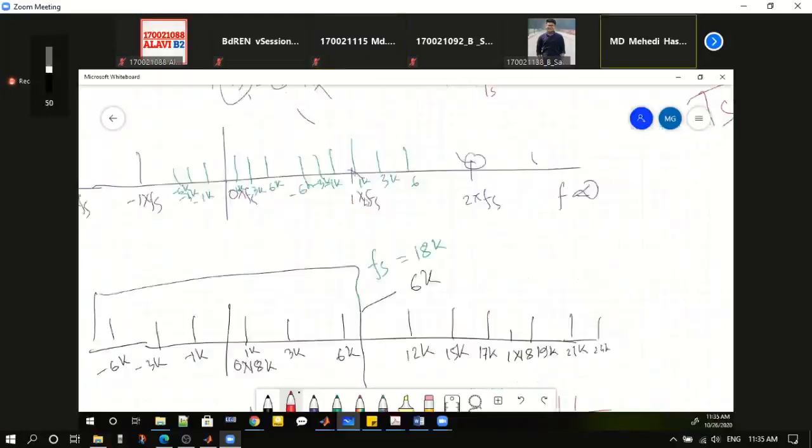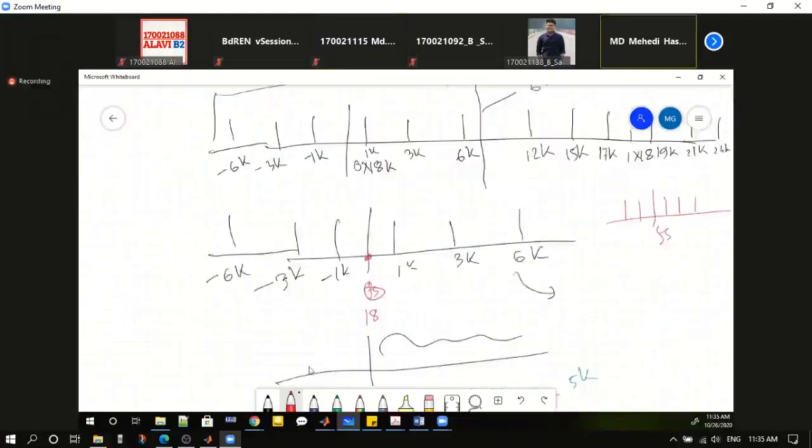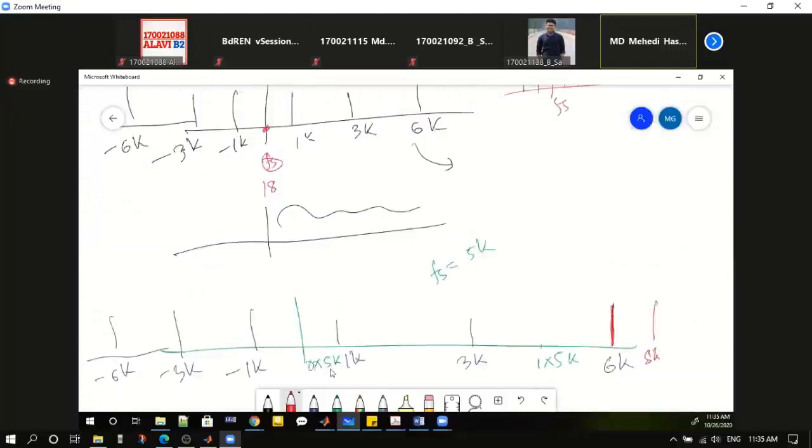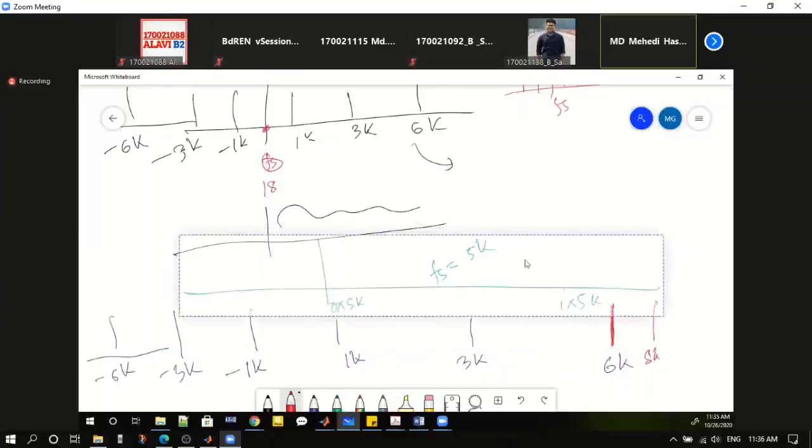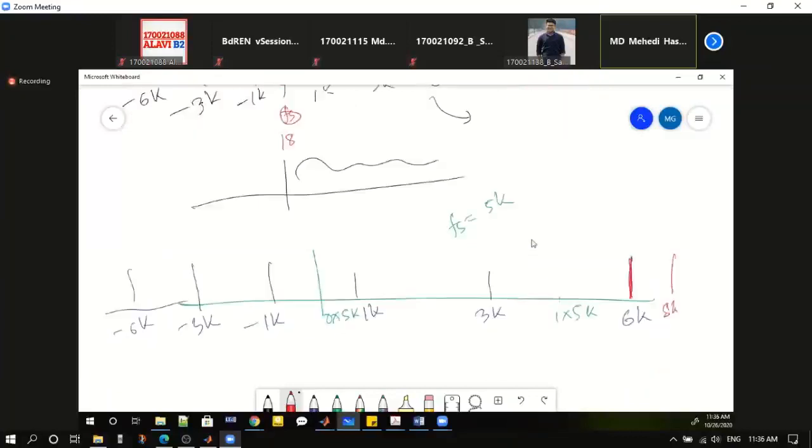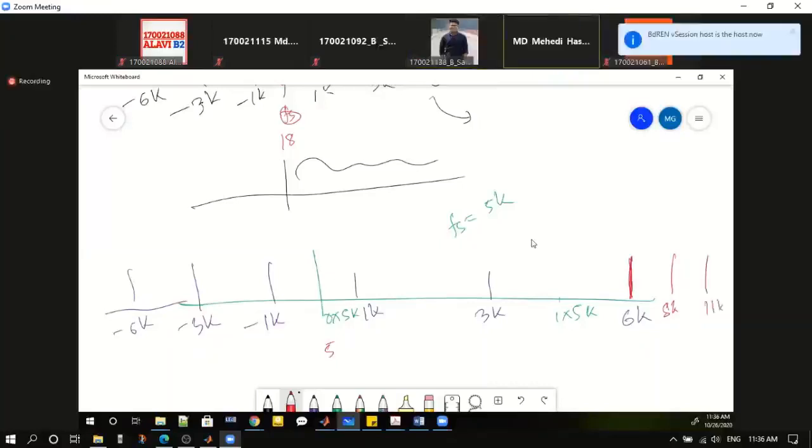Okay, now with the 5k as well. You can see 1k, 3k, and 6k will be shifted to 5. If this is shifted to 5, then 5 plus 1 will be 6k, 5 plus 3 will be 8k. 5 minus 1 will be at 4k, you have a spike. 5 minus 3 at 2k, you have a spike. And 5 minus 6 at minus 1k, you have another spike.